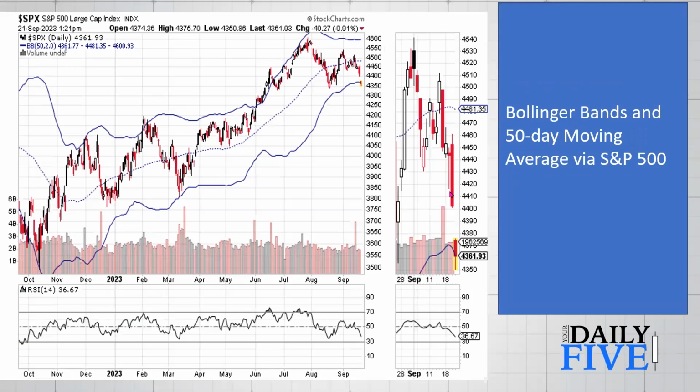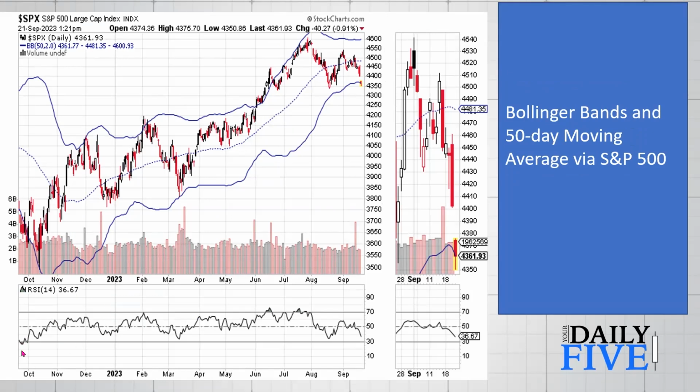So you can do the same sort of thing with the 50-day moving average, and you can see generally the same trading pattern. And the greater the moving average, the more meaningful the trend change is likely to be over longer periods of time.